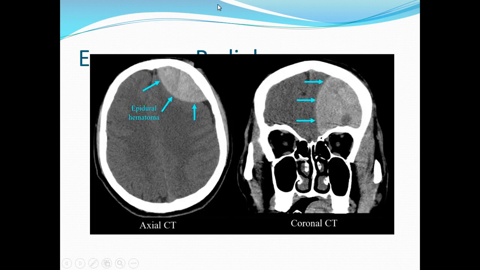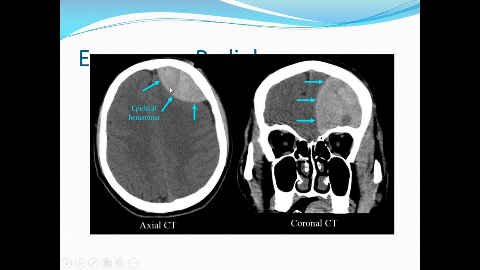Now the bleed. Blood usually comes hyperdense. Hyperdense means more than the brain parenchyma, more dense than the brain parenchyma. So this is the biconvex. You can see biconvex. This is the axial image, this is the coronal image. Biconvex pattern of hyperdensity, and this is the epidural or extradural hematoma. This is the epidural or extradural hematoma.